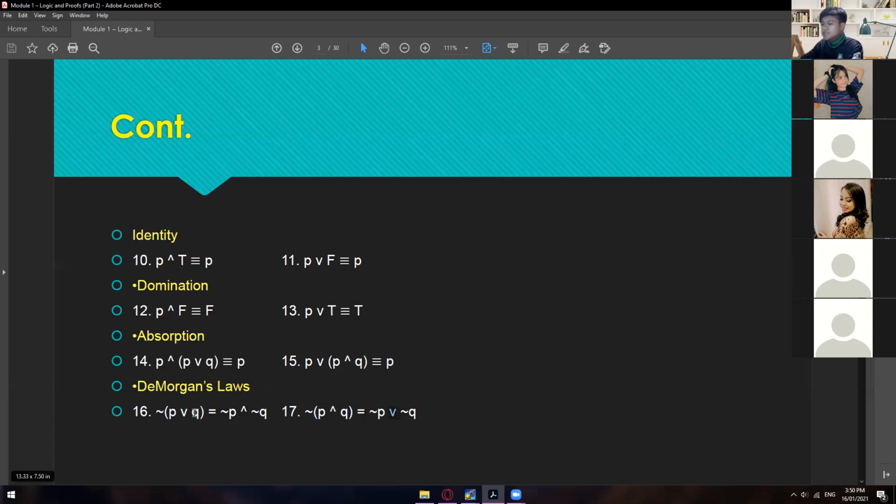But if you're going to negate the conditional or biconditional, then that's a different story already. This is only applicable for conjunction and disjunction. Here, you're just distributing this negative sign. So this expression is equal to this expression: negation P, and from AND it will become OR, and then negation Q. The same with this one: this OR will become AND, and your P and Q will now become negative.